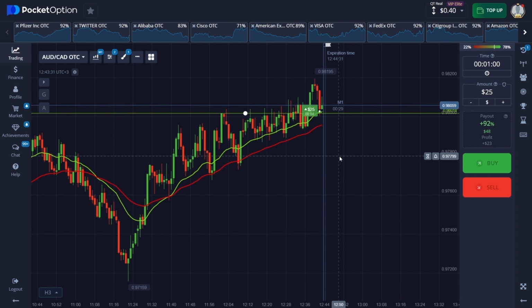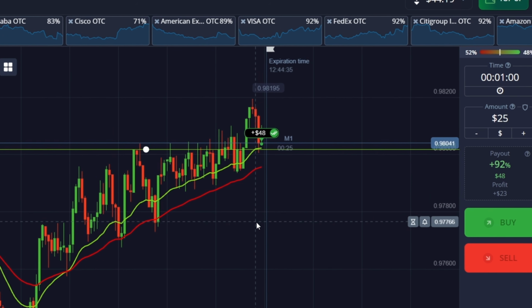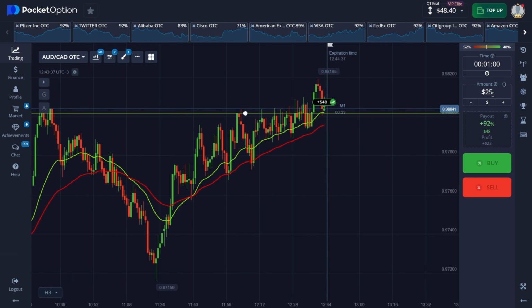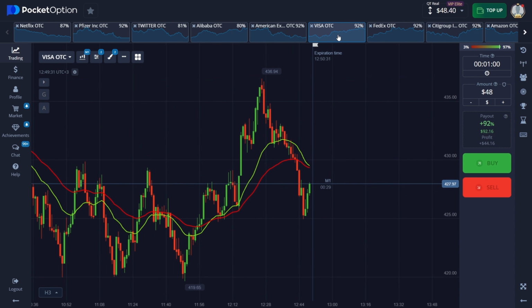The trade is currently going in our favor. It looks like a good win with only a few seconds left. It's a win. So we won another trade, and now my balance has turned into $48, starting with just $7. Let's find another trade for $48.